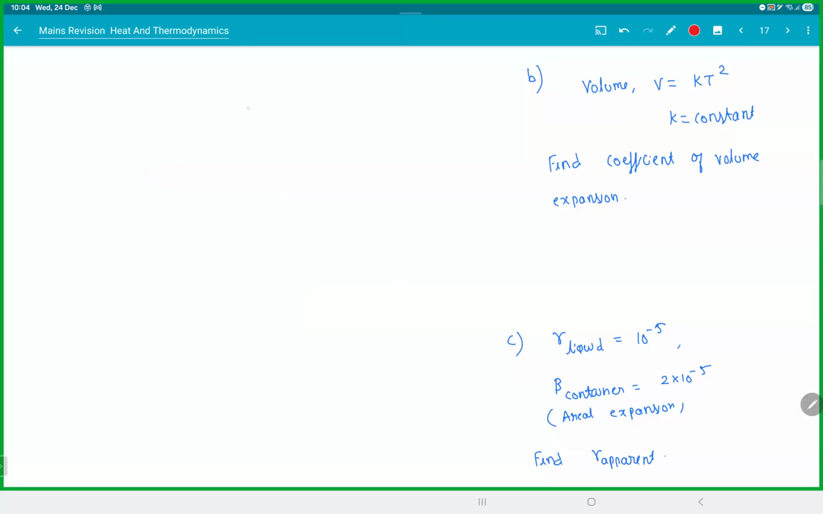That's a direct result. So gamma is equal to, what is the coefficient of volume expansion? 1 by V dV by dt. So just differentiate there. 1 by kt square and dV by dt is 2 kt, so 2 by t. This came a lot of times, mains of bits kind of thing. What is beta? Beta is nothing but 2 alpha.